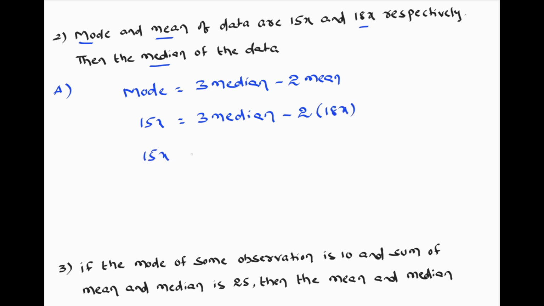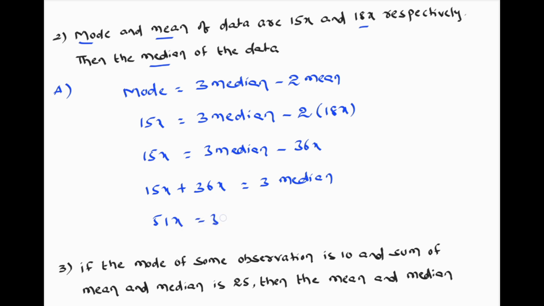So 15x equals to 3 median minus 36x. On transposing, 15x negative will become positive is equal to 3 median. Okay. So 15 plus 36, 51x is equal to 3 median. So on cancellation, 3 1 ja, 3 17 ja. Therefore, median equals to 17x.